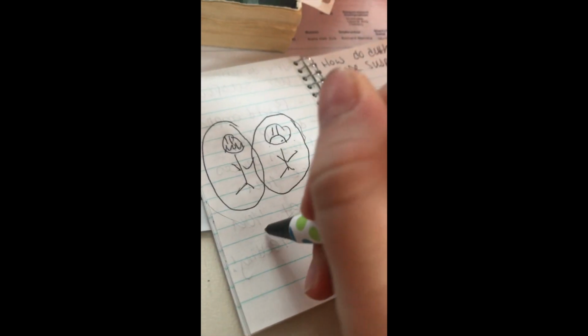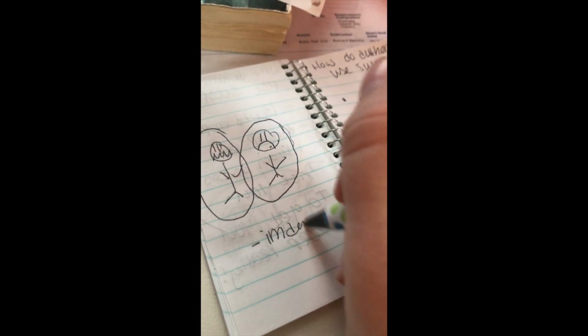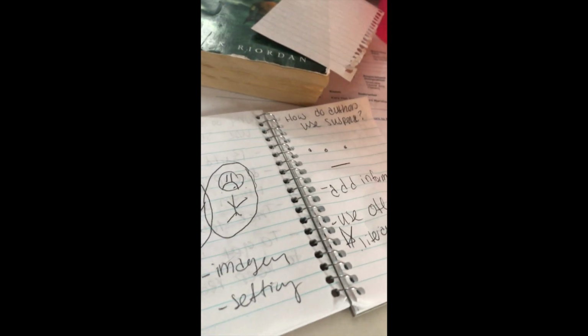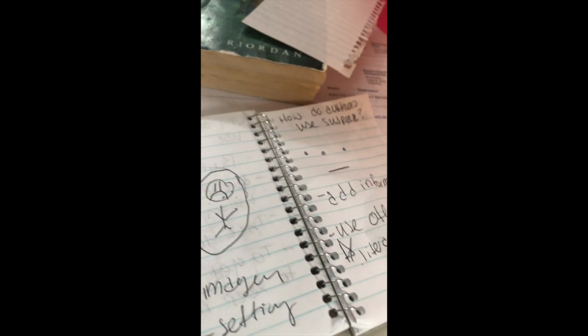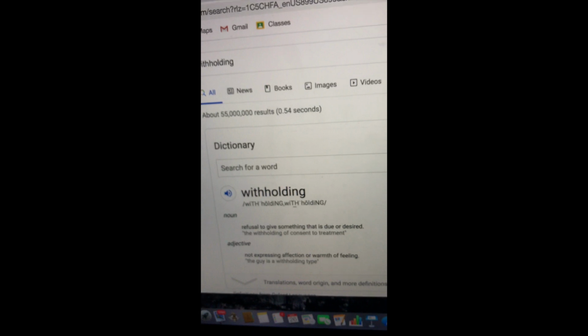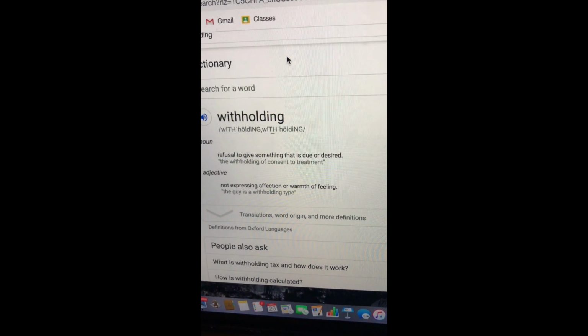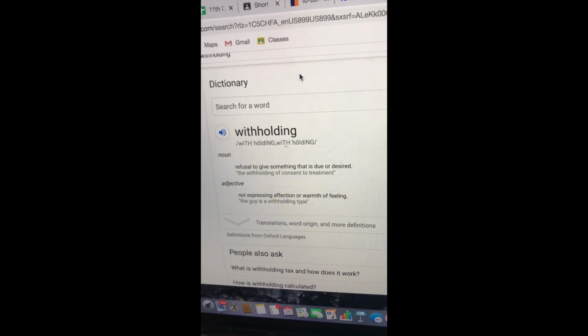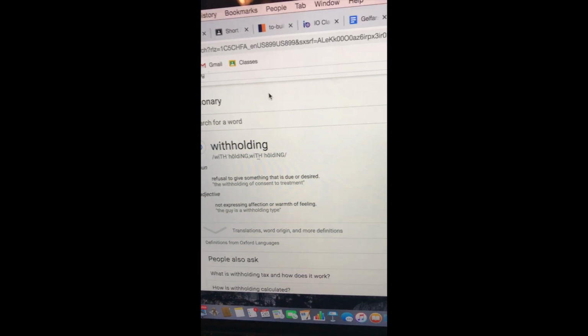And there are other things they can use too, like imagery, setting, all that fun stuff. All this is important, but there's one crucial thing that authors do in order to create suspense, and that is withholding. The definition for that is the refusal to give something that is due or desired.